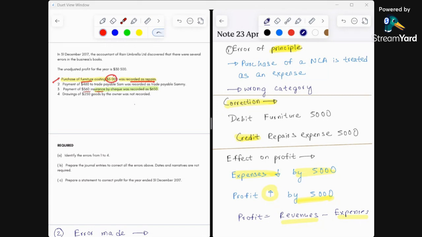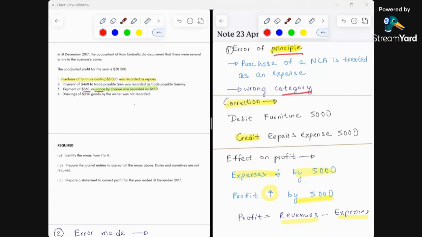Assets and expenses are different categories to each other, okay? So when you have an error where you have misplaced your categories, which in this case is recording an asset as an expense, those types of errors are what we classify as an error of principle. The key word here is principle. This is because the error is within the fundamentals. That is the fact that we wrongly treated the purchase of a non-current asset as an expense. Okay? So as you understand, error of principle happens when you have the wrong categories involved.